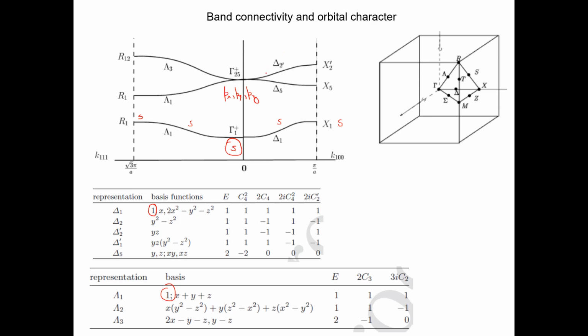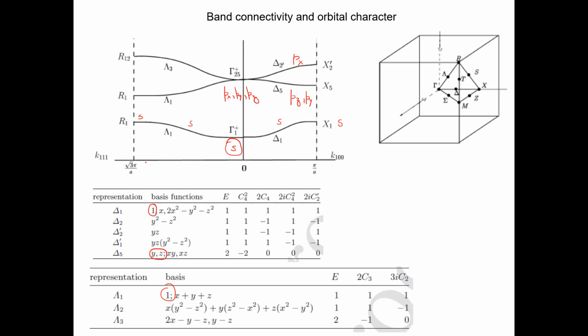Our compatibility relations tell us that along the delta direction this splits into delta 5 and delta 2 prime. So delta 5, you see, it's X, Y, and Z. This is probably not correct, but I'm going to check that later. So this is going to split between Pz and Py, since I'm going along the X direction, and the Px state here.